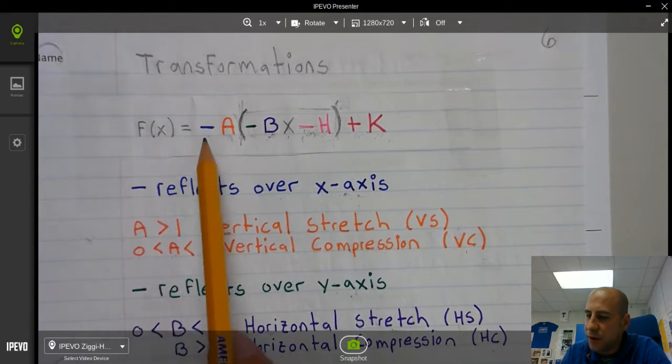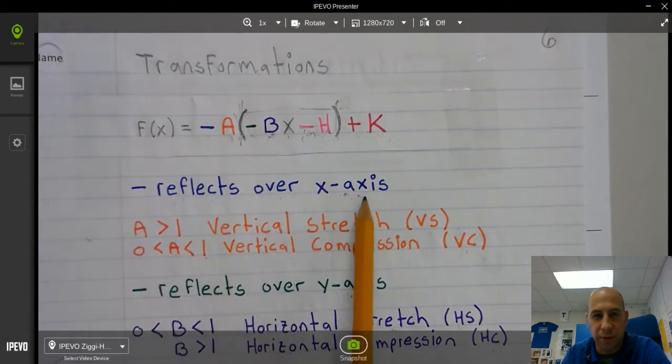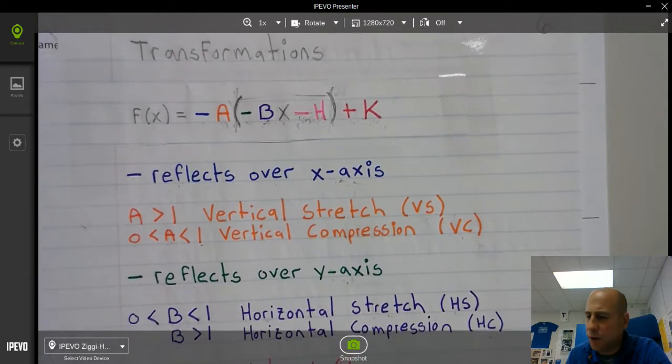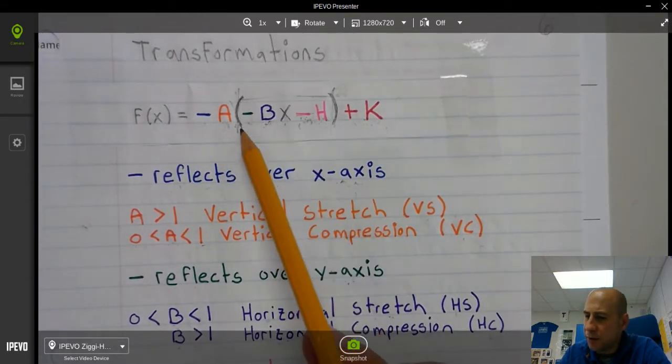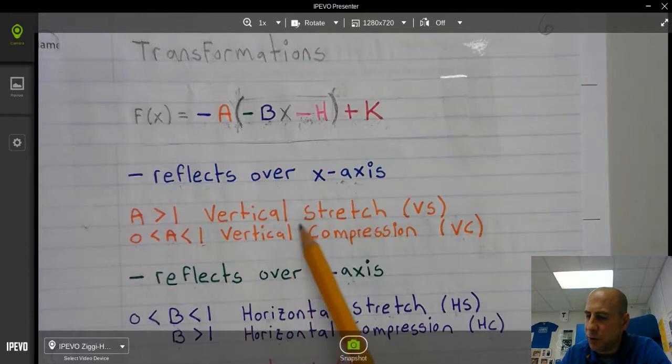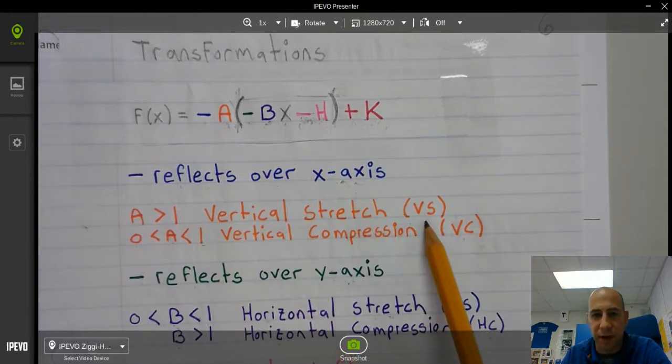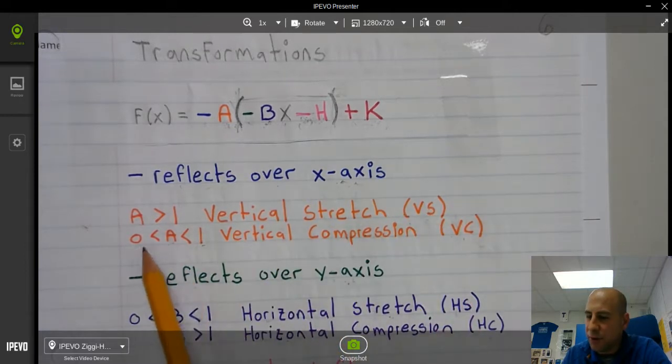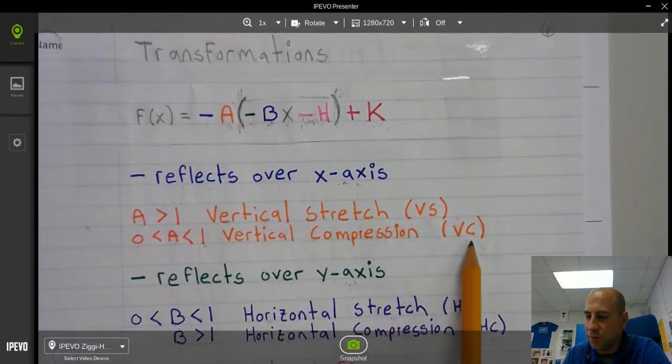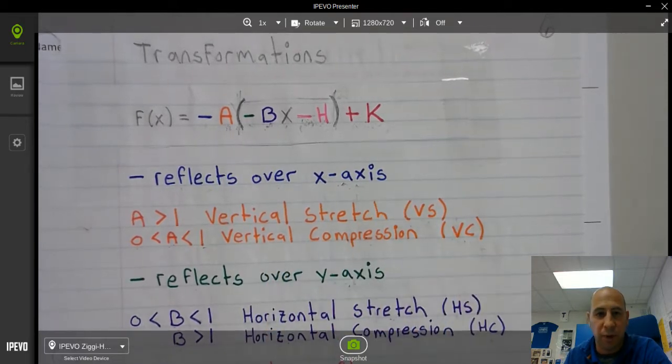So if the negative is on the outside of the parentheses, okay, it reflects over the x-axis. Okay. Now, the a value outside the parentheses, if it's greater than 1, it's a vertical stretch. We abbreviate it as VS. And if the a value is between 0 and 1 on the outside of the parentheses, it's a vertical compression, or as we say, VC.